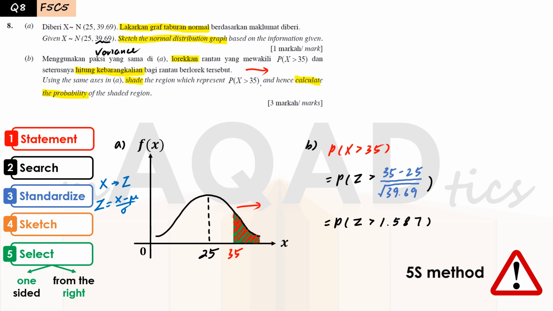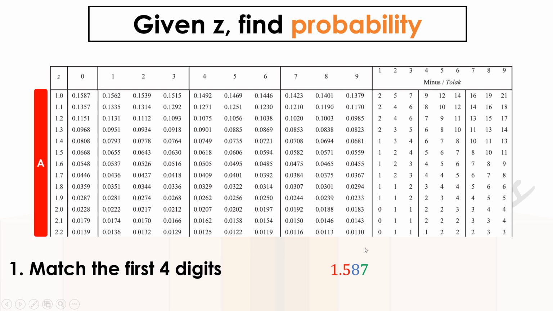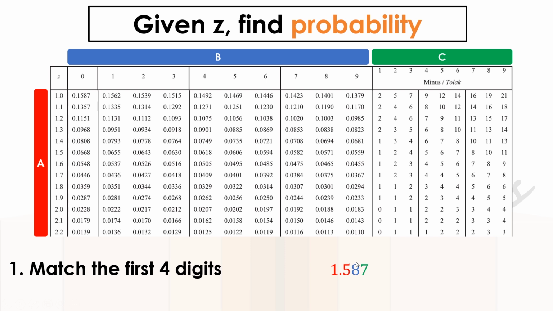the normal distribution table. So to find the probability, we need to match the 4 digits according to these 3 sections. Okay, so for the first 2 digits, we are going to look at section A. So 1.5 is here, so we are going to look at this row. Alright, the third digit is 8, and we are going to look at section B. So 8 is here, and we are going to look at this column. So here we can already find a value, which is 0.0571.